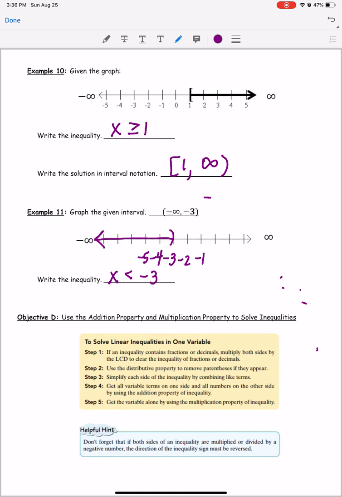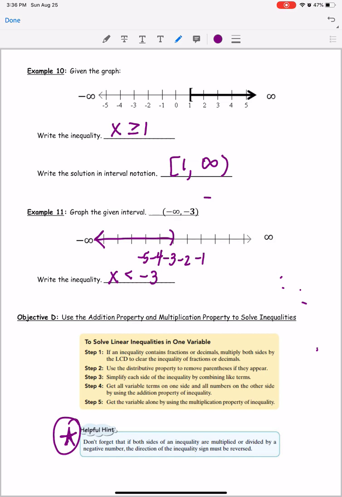So pointing this way, the same way my graph is, and no line under it since we've got a parenthesis. Objective D is using multiplication and division properties on it. Basically, when you are solving these inequalities, you solve it just like an equation. You do have one additional rule with these inequalities, and that's what this helpful hint right here is telling you.